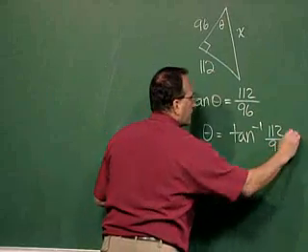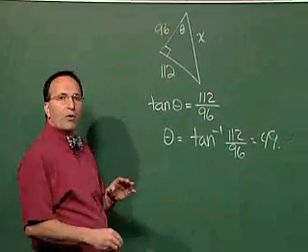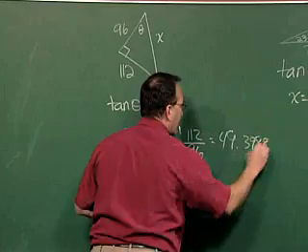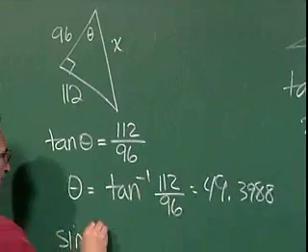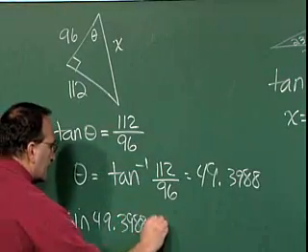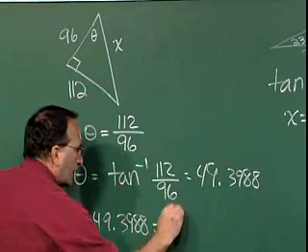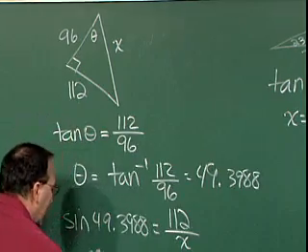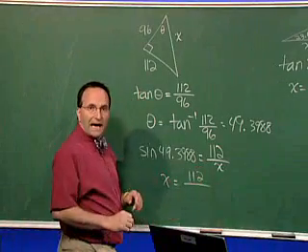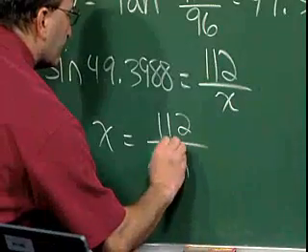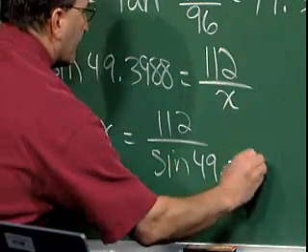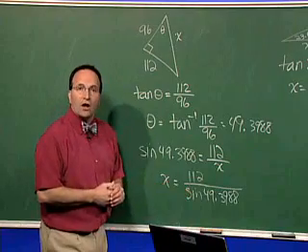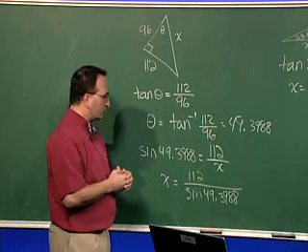This angle theta turned out to be 49. Let me look on that calculator again, 0.3988. So therefore, the sine of that angle is equal to the side opposite, 112, over the hypotenuse, which I've labeled as x, which means x is equal to 112 divided by the sine of 49.3988. All right, let's move to the calculator, and we can solve for x, the distance between the two ships.